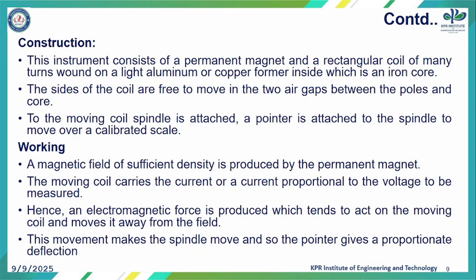Working principle. A magnetic field of sufficient density is produced by the permanent magnet. The moving coil carries the current, or a current proportional to the voltage to be measured. Hence, electromagnetic force is produced which tends to act on the moving coil and moves it away from the field. This movement makes the spindle move, and so the pointer gives the proportionate deflection.